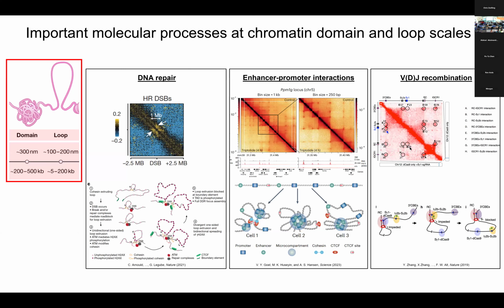Why are we interested in this scale? Because DNA repair has been shown to happen at this range. And other interesting biological processes such as enhancer-promoter interactions, which lead to transcription, happen at this scale as well. And we are also interested in using the technique that we developed to study VDJ recombination. And it also happens at this scale.